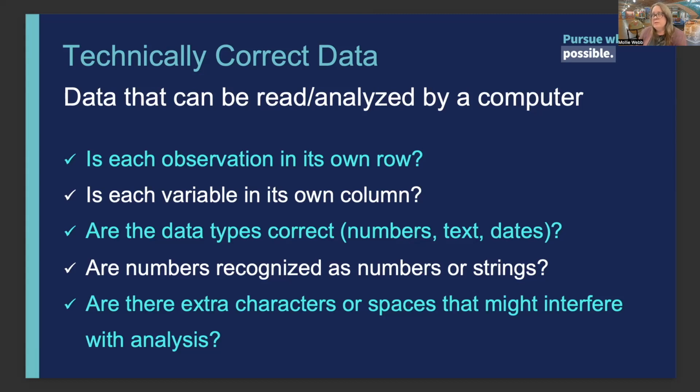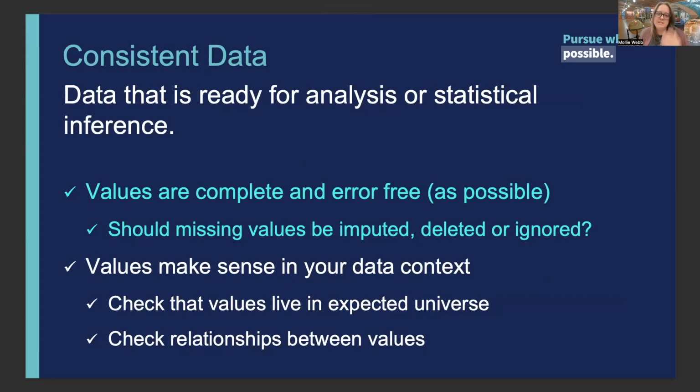Once we get through the steps of making our data technically correct, then we want to go through some checks and make sure that the data is consistent and ready for analysis. We want to make sure that all of the values make sense, and if not, we need to decide what to do with them. Do we want to exclude values that are way off from the rest, or do we want to include them as outliers? Do the relationships between the variables make sense? And again, there may be some back and forth here once we actually start analyzing our data.